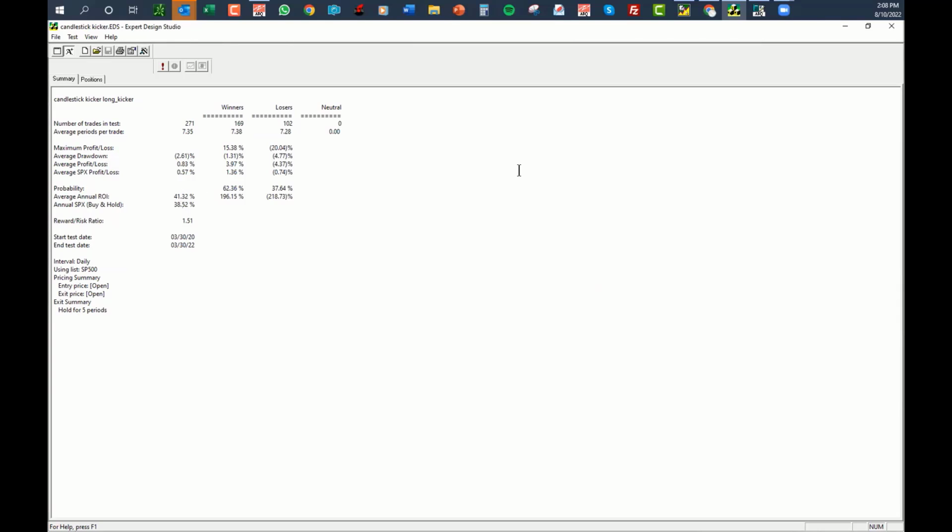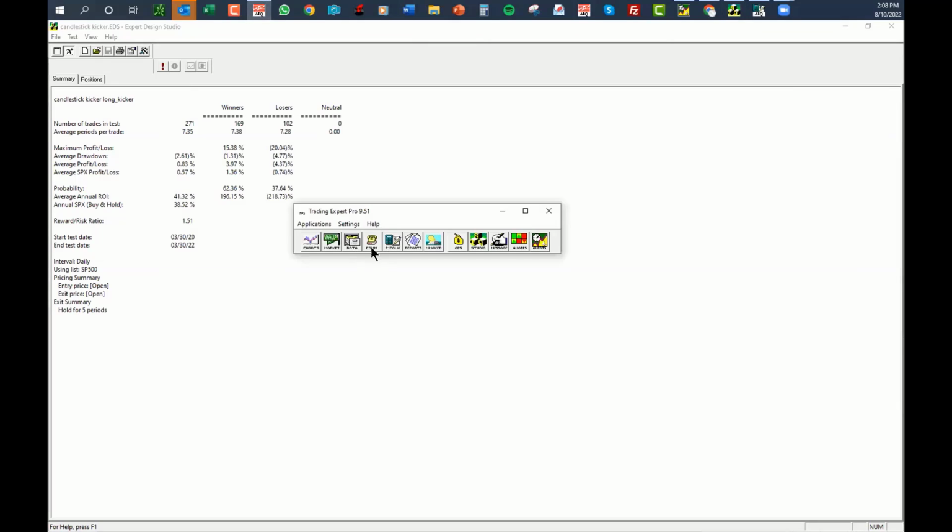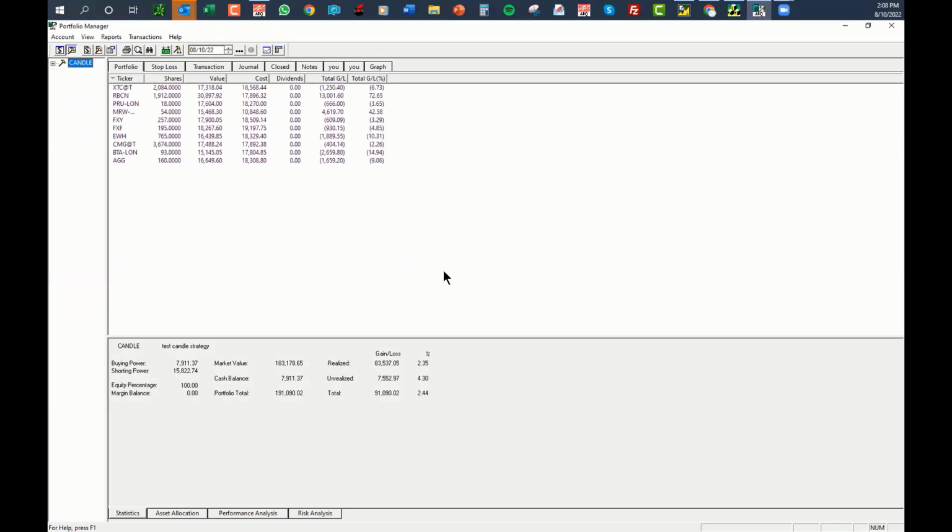But of course, that's just running a test on a strategy, straightforward, holding for X number of periods, nothing fancy on exit or entry. The next step when you really want to test a strategy is to put some real life constraints on it. So taking exactly the same strategy, we then utilize the portfolio manager. We go straight to the little button here, portfolio, and this will launch the portfolio manager up here.